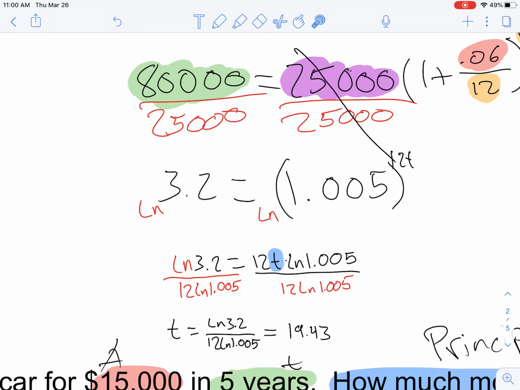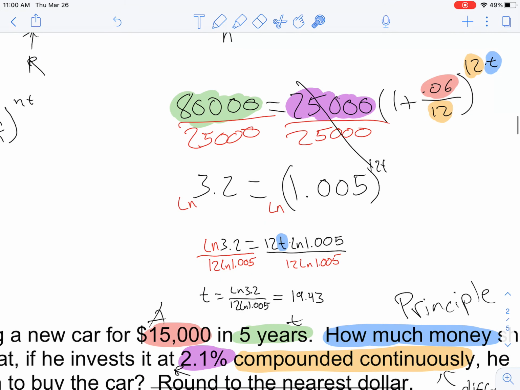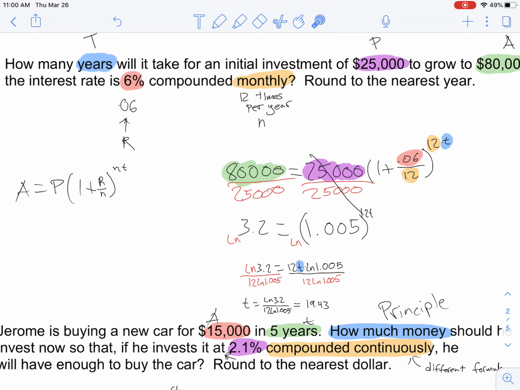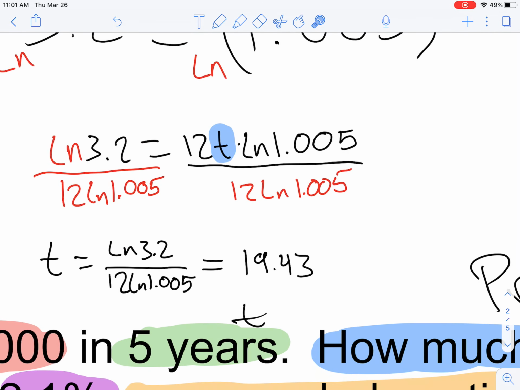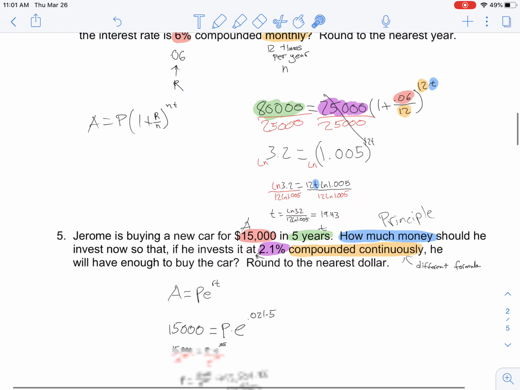I'm trying to get t by itself. If I can move this out front, then what I'm able to do is divide everything else that was with it to both sides. When I divide that, I'm able to calculate it in the calculator, because we are using calculators in this unit, and I get 19.43. The question was how many years, and it would be about 19 years. It's really closer to 19 and a half years, but we're dealing with whole years, so round to the nearest year. So our answer here is 19 years. Okay, so that's number 4.